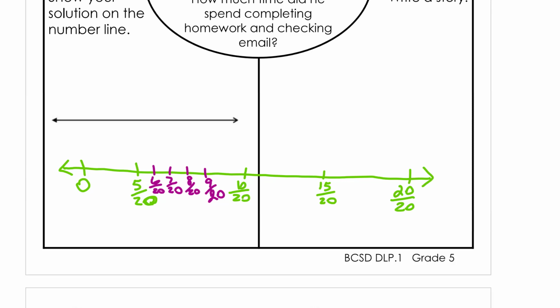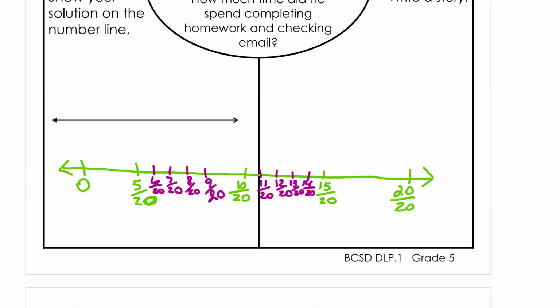Okay, and so I'm going to come over here and do a little bit more, and I'm going to say 11 20ths, 12 20ths, 13 20ths. You can see I'm running out of space over here. 14 20ths. All right, guys, I'm no pro.